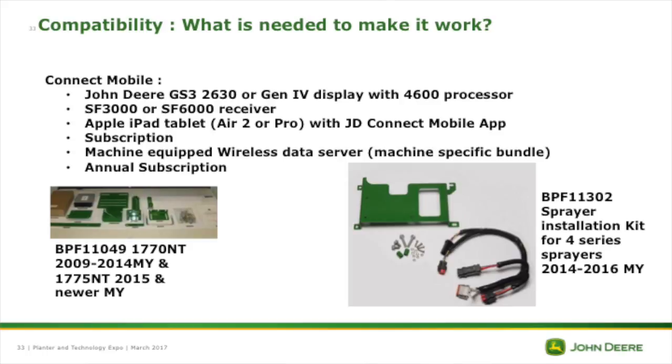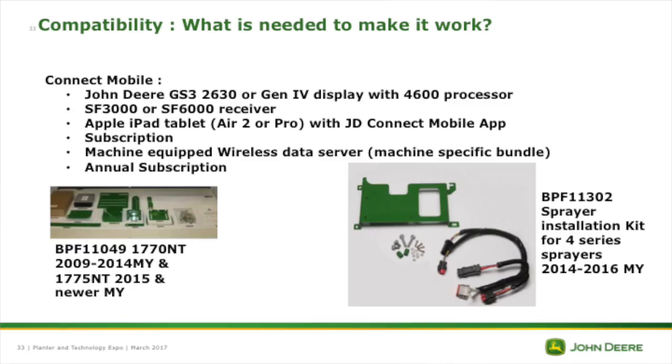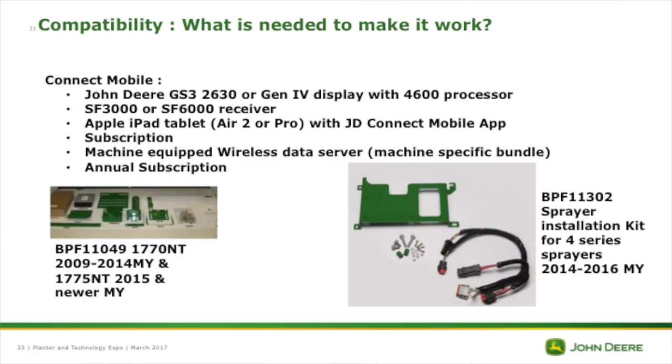What's it take to make a planter do it? Okay, I already explained that an electric drive planter, it's in base equipment. Let's say I didn't have an electric drive planter, but I've got an NT planter. Okay, there's a kit to do it. I need a 2630 display or a Gen 4 display already in the tractor with a 4600 processor. I will need a 3000 or 6000 receiver. Biggest reason, the processor operates fast enough to give me updated information fast enough to map row by row. It will require an annual subscription.